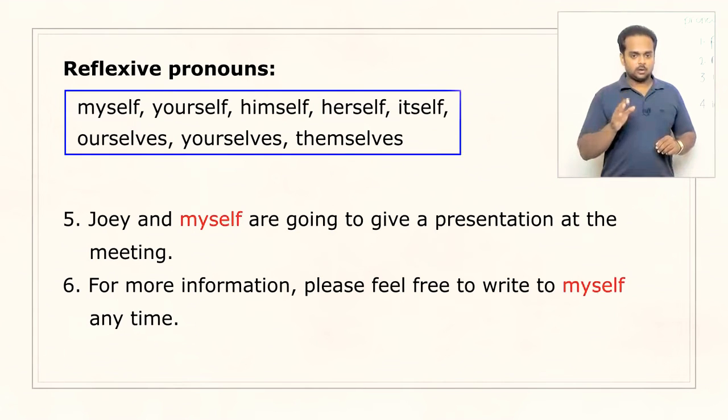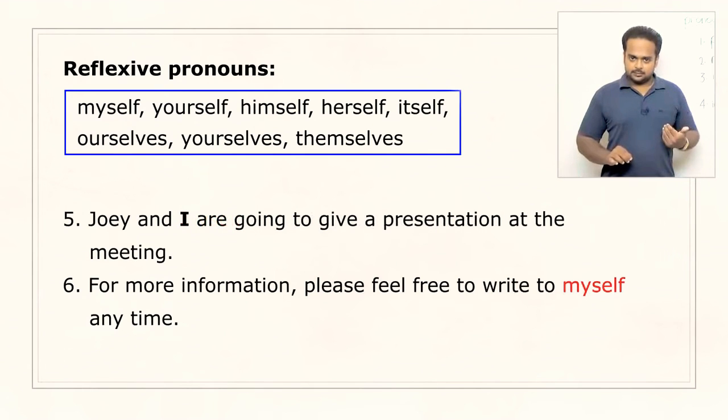They're wrong because if you look at them carefully, the subject and the object in these sentences are not the same. When I said, I saw myself in the mirror, the subject and the object were the same. But in these two sentences, that's not the case. So here, you have to remove myself and replace it with the correct subject or object pronoun. So in the first sentence, you have to say, Joey and I are going to give a presentation at the meeting.